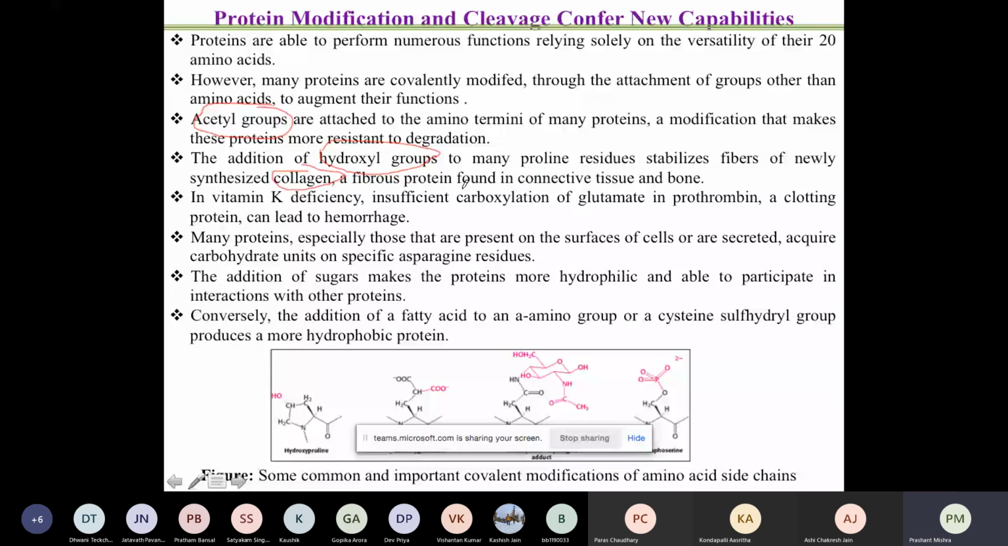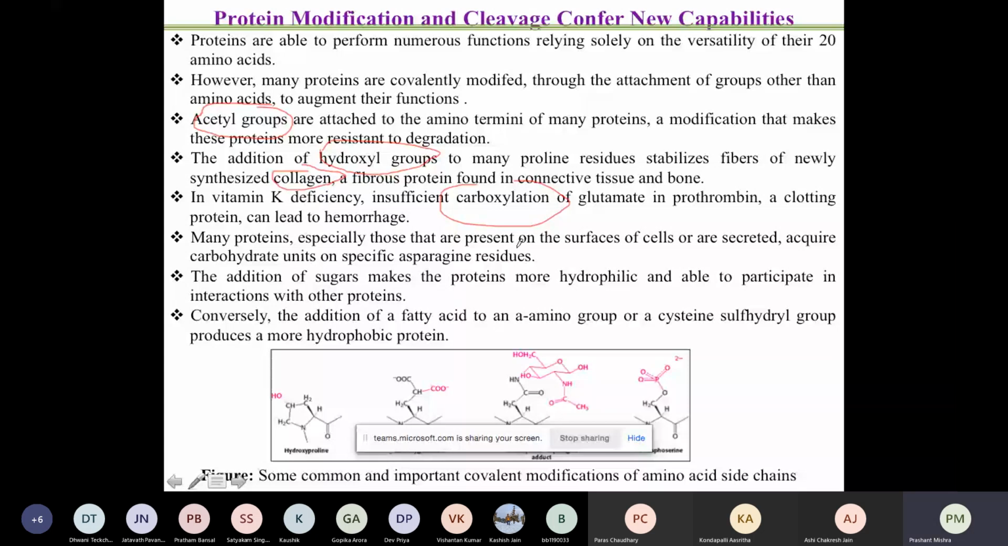Then in vitamin K deficiency, insufficient carboxylation of glutamate leads to hemorrhage. That means clotting is not proper. So if glutamate is carboxylated properly, the clotting occurs properly. These are functions which are influenced by the modification of certain groups, which I have talked about.